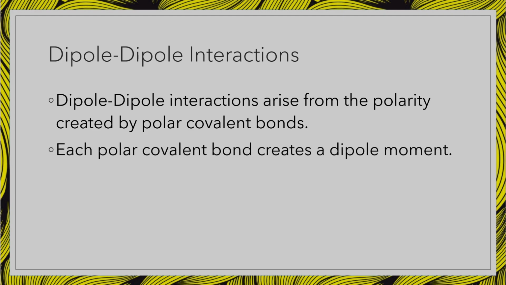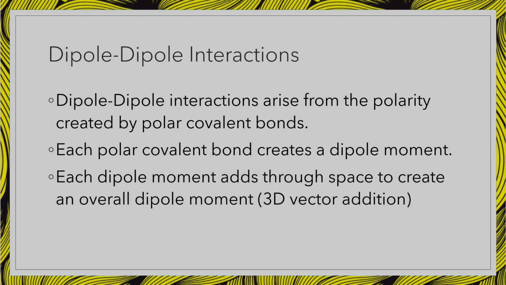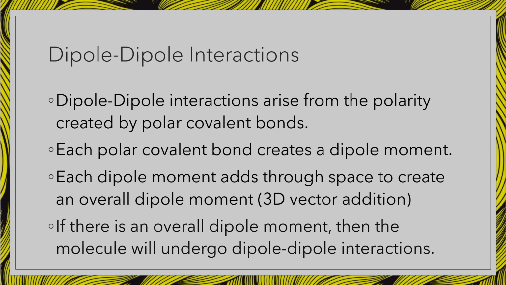So each polar covalent bond creates a dipole moment, and that's what we mean by that charge separation. For example, oxygen being more electronegative will produce a partial negative charge around it. Now, each dipole moment adds through 3D space to create an overall dipole moment. It's basically just 3D vector addition. Now, we don't actually have to do any 3D vector addition, thankfully, but that's how it works.